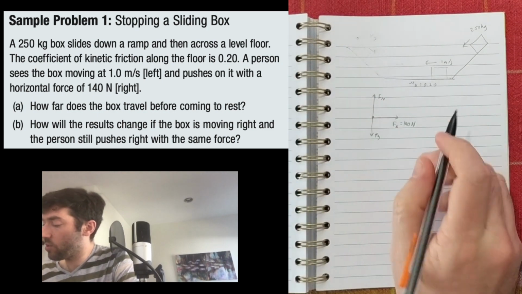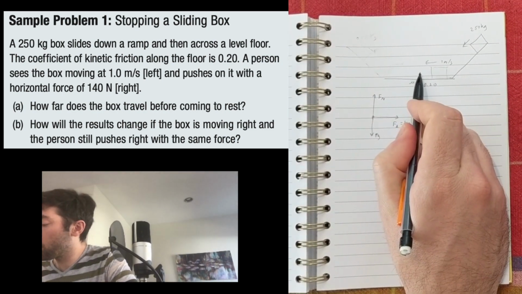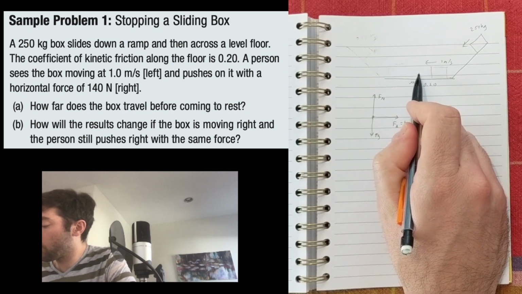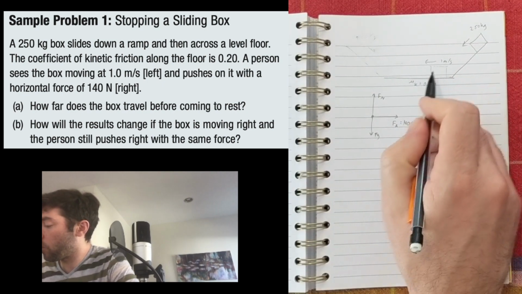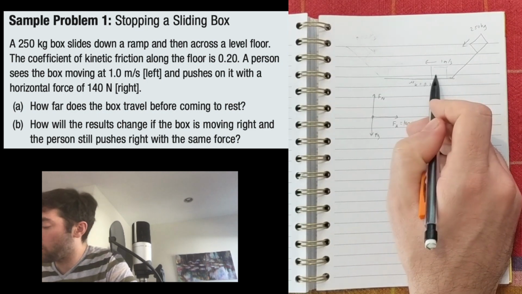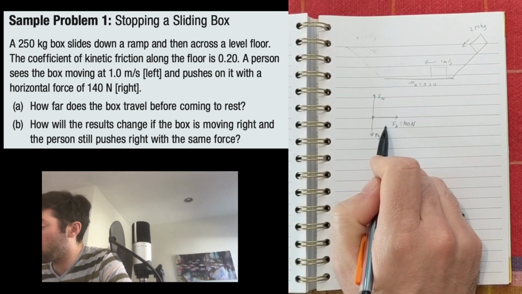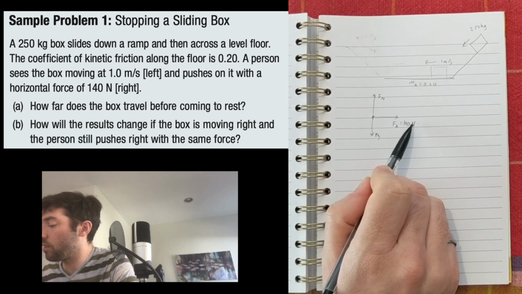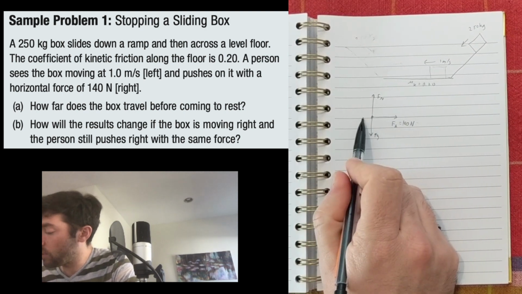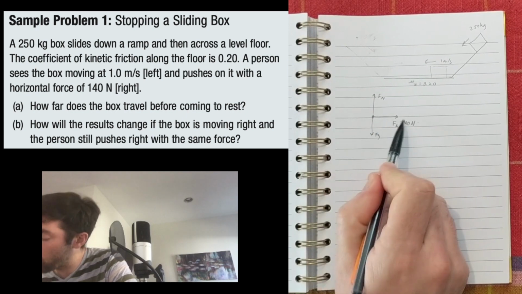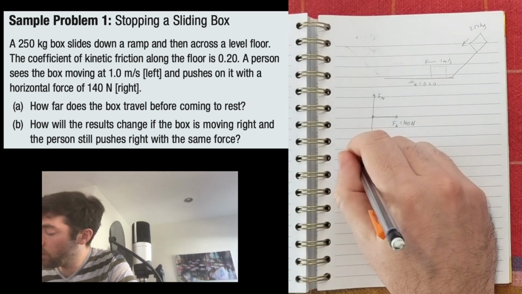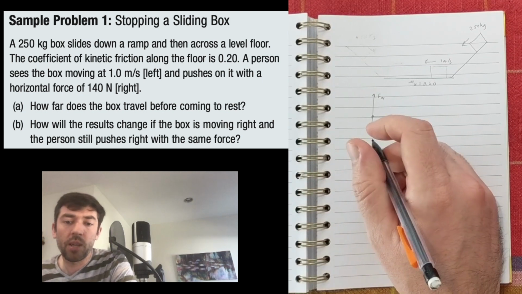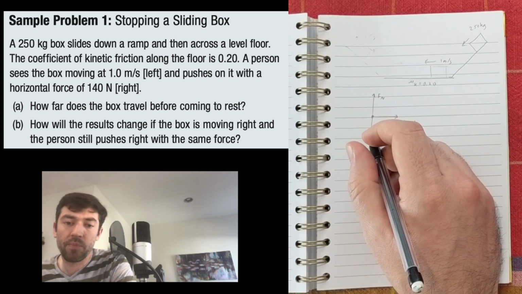There's no other force. Yes, the box is moving to the left, but there's no force acting on it in that direction. It's moving that way because of the ramp from before, but right now it's going to be slowing down because the person's pushing on it to slow it down. So the change in velocity is in that direction, even though the actual velocity is to the left, the change in velocity is to the right. Okay, so part A says, how far does the box travel before coming to rest?